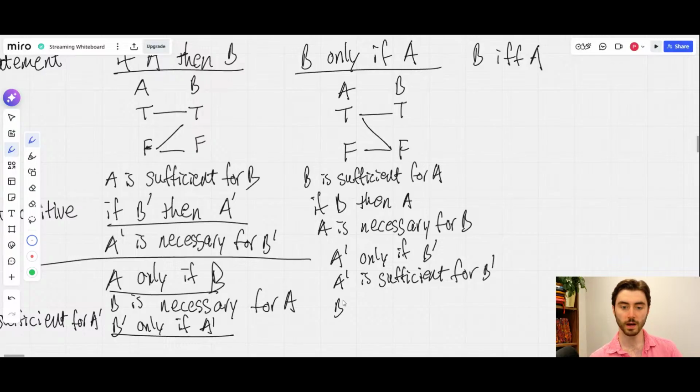We can say that not B is necessary for not A. We can say not, well, we've already said not A only if not B.